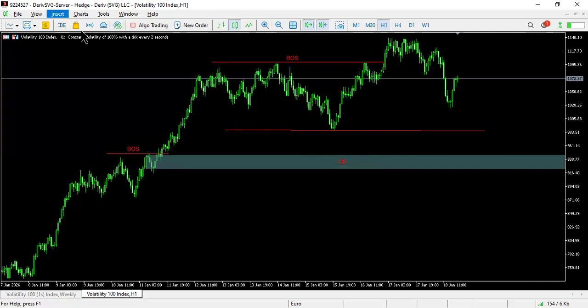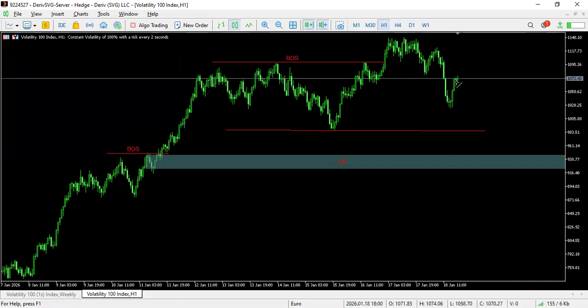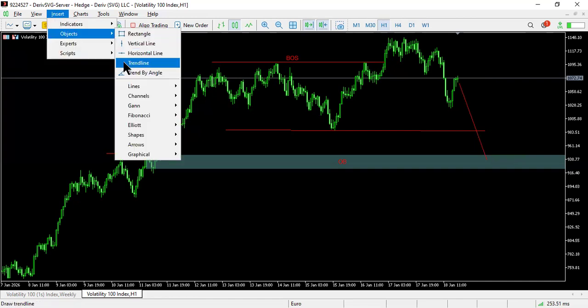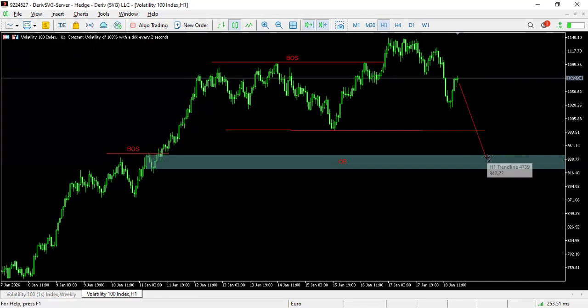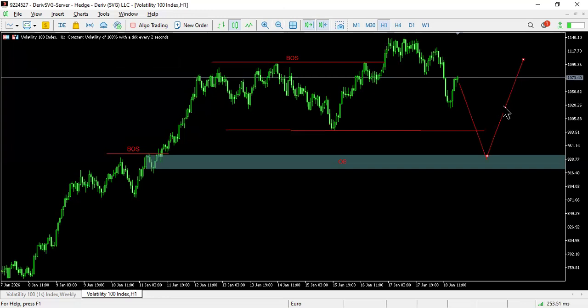Therefore, we are waiting for price to come back into this order block, for price to clear this liquidity and then tap us into this order block and then continue pushing to the upside. So this is a move that we can expect to happen on volatility 100.